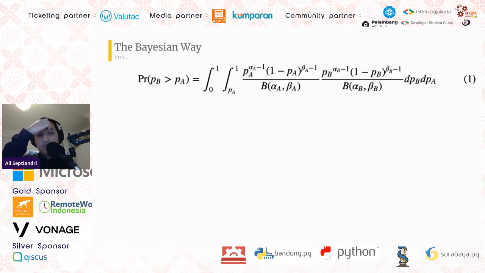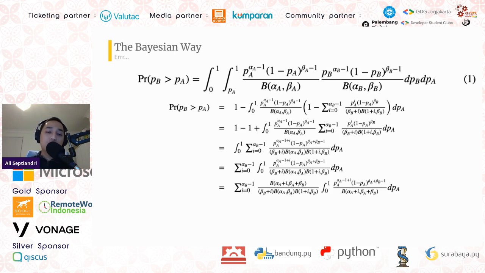In the Bayesian way, it's not that easy either. So you want to define whether the conversion rate of the B group will be larger than the A group. But in this case, you will start with something like this. Like I mentioned earlier, you'll need the beta distribution in this case, and you'll have to derive it.